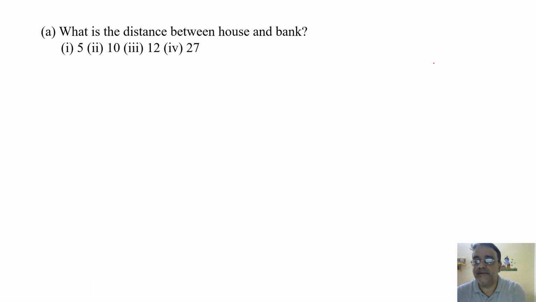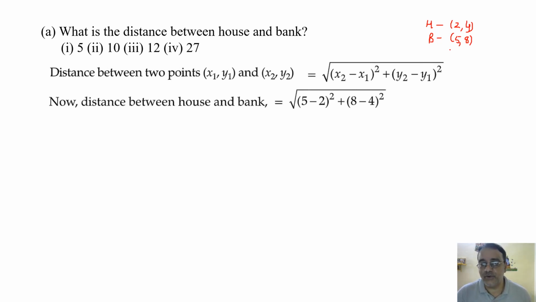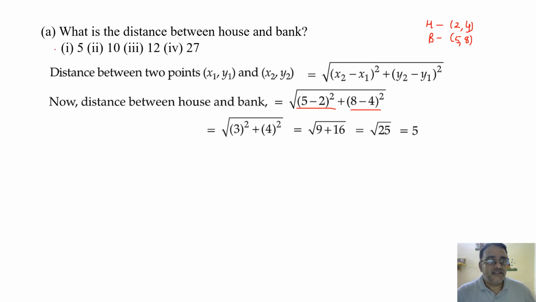सो हाउस का मैं बता रहा हूँ, 1 मिनट. हाउस का कोऑर्डिनेट्स H मैं लिख रहा हूँ. हाउस का कोऑर्डिनेट है 2, 4 एंड बैंक का कोऑर्डिनेट है 5, 8. ओके, एंड द डिस्टेंस बिटवीन दिस इज 5 minus 2 whole square plus 8 minus 4 whole square का अंडर रूट. ओके, दैट इज यूजिंग दिस डिस्टेंस फार्मूला. 5 minus 2 whole square plus 8 minus 4 whole square. So this is 9 and this is 16. 9 plus 16 is 25. Square root of 25 is 5.